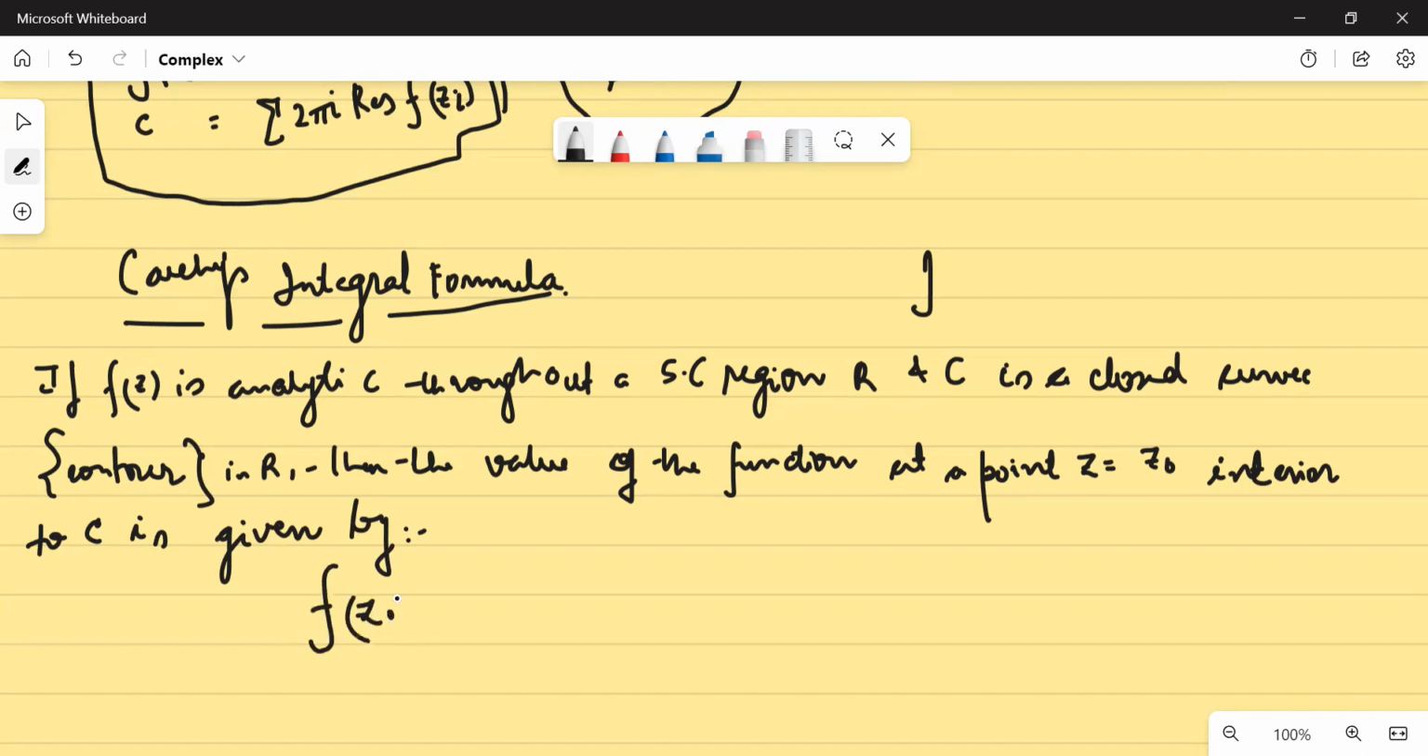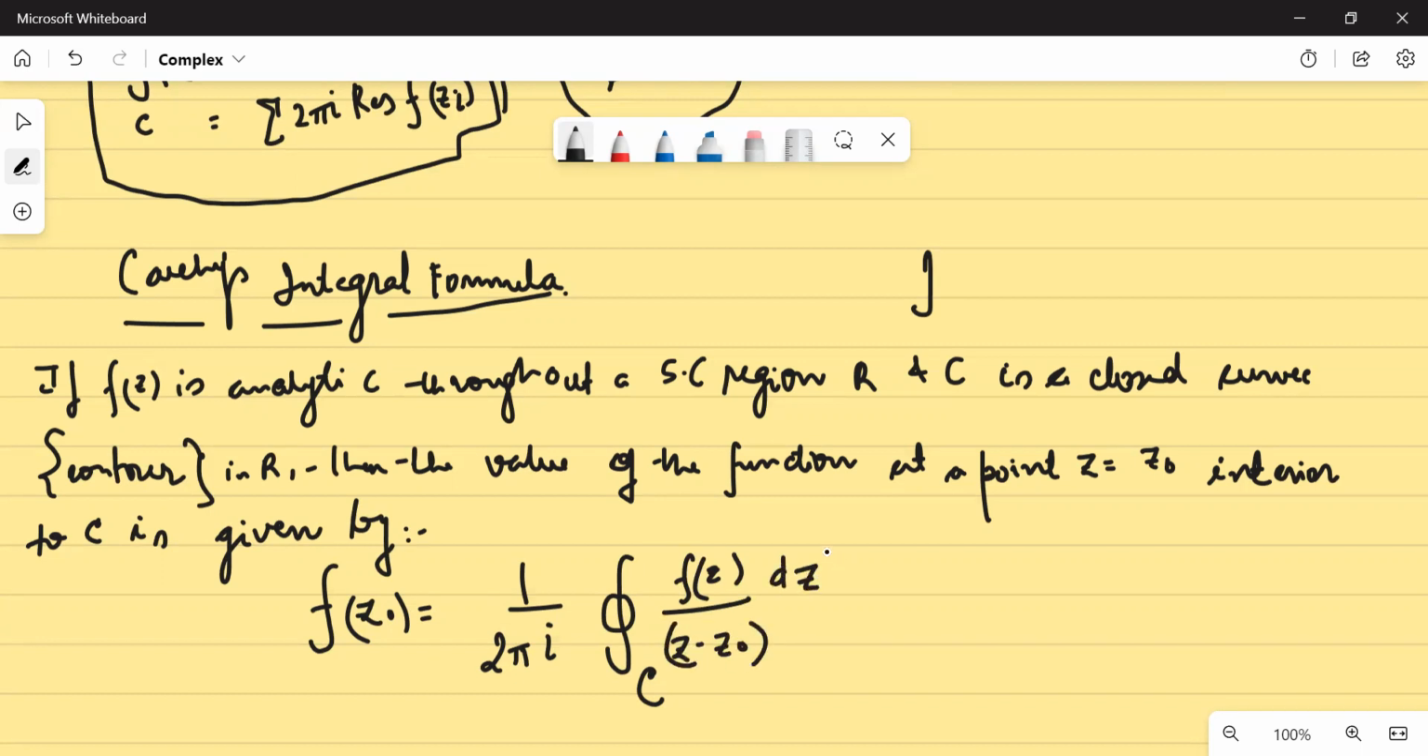the following. The value f(z naught) is equal to 1 upon 2 pi i times the integral over C of f(z) upon (z minus z naught) dz. So it says that if you want to determine the value of a function at an interior point to a closed curve C, and the function is analytic, and you want to find the value of the function at a point, let's say z naught, then the value would be given by this sort of integral.